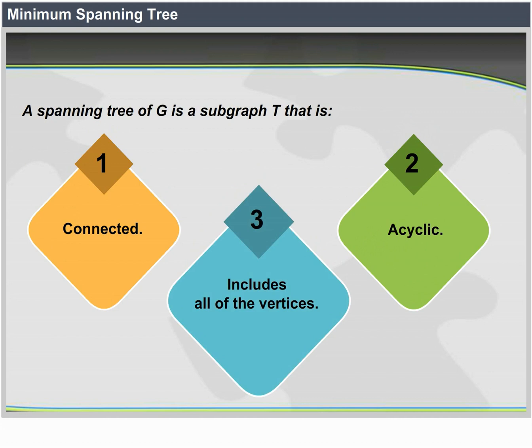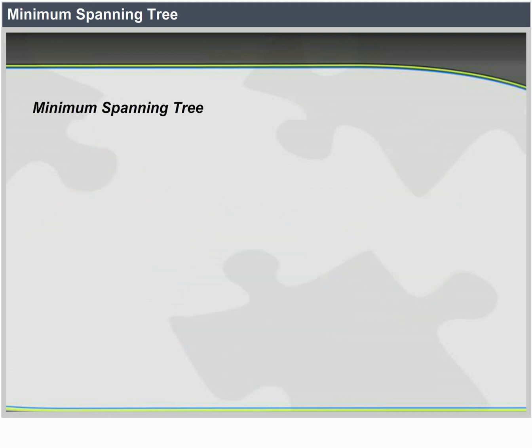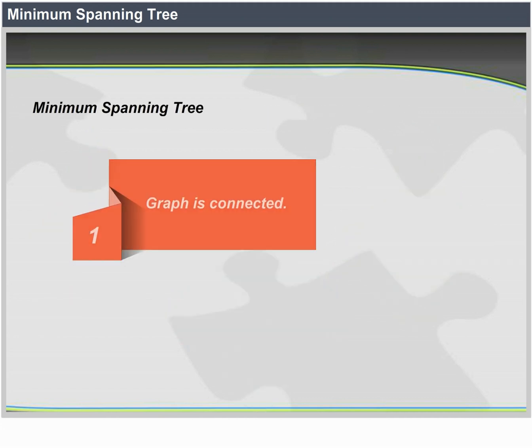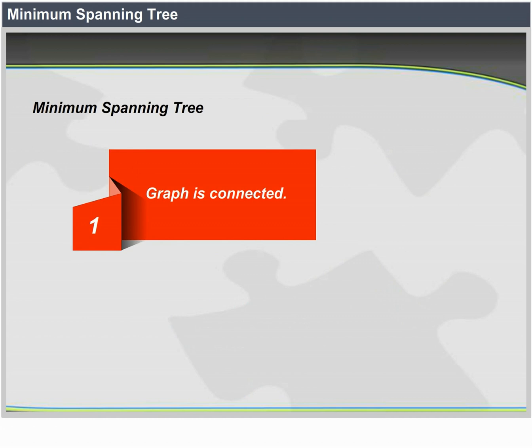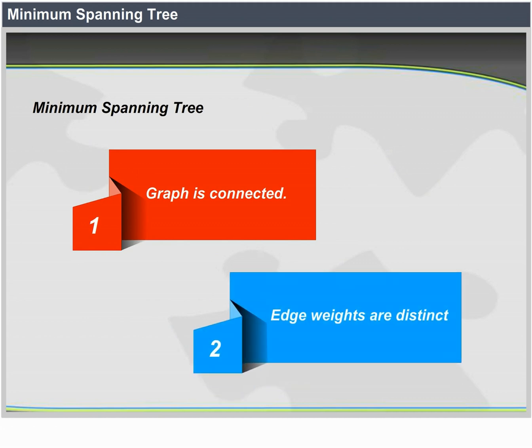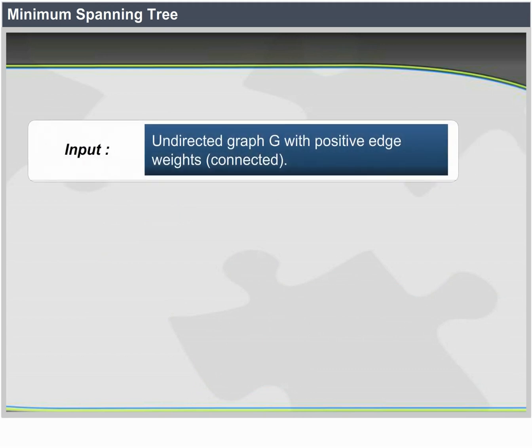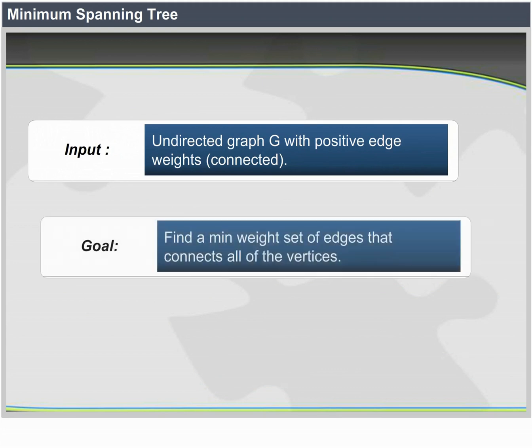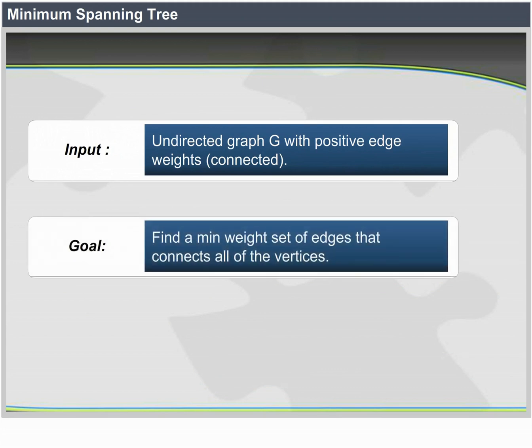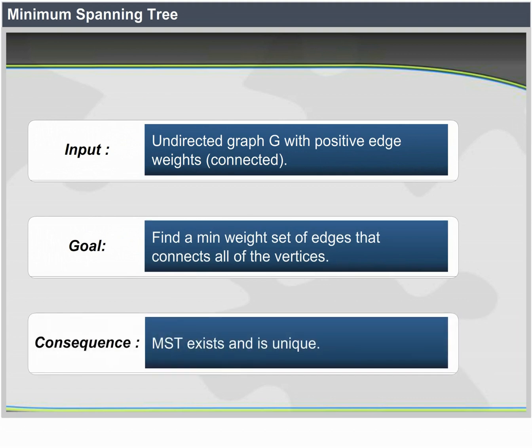Minimum spanning tree. Graph is connected. Edge weights are distinct. Input: undirected graph G with positive edge weights, connected. Goal: find a min-weight set of edges that connects all of the vertices. Consequence: the MST exists and is unique.